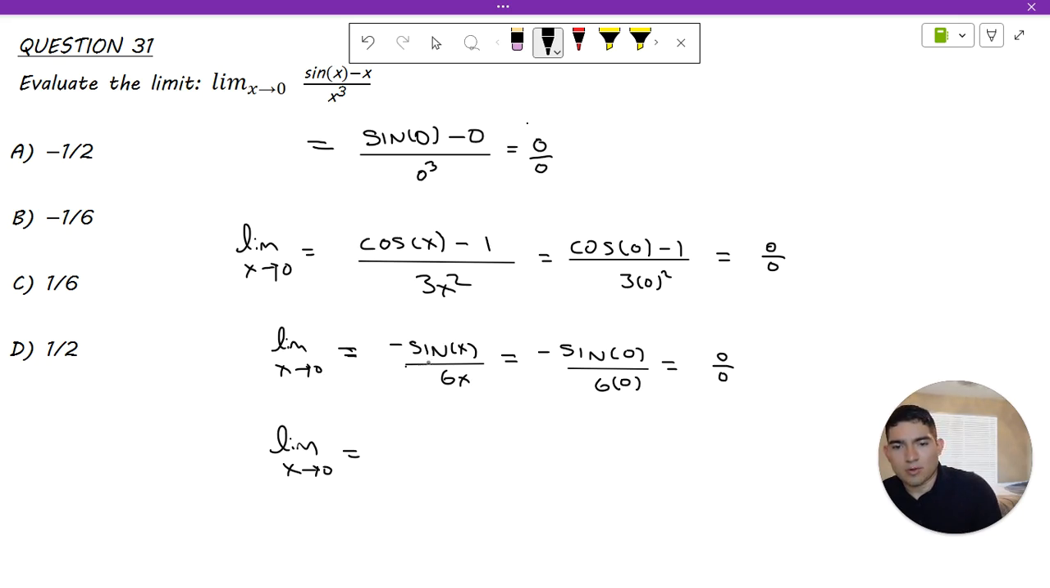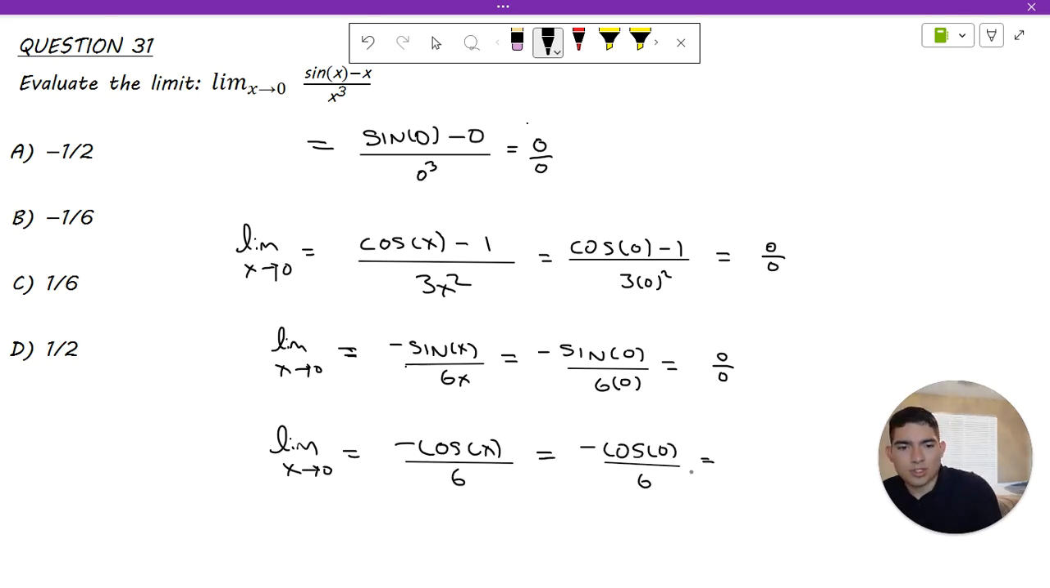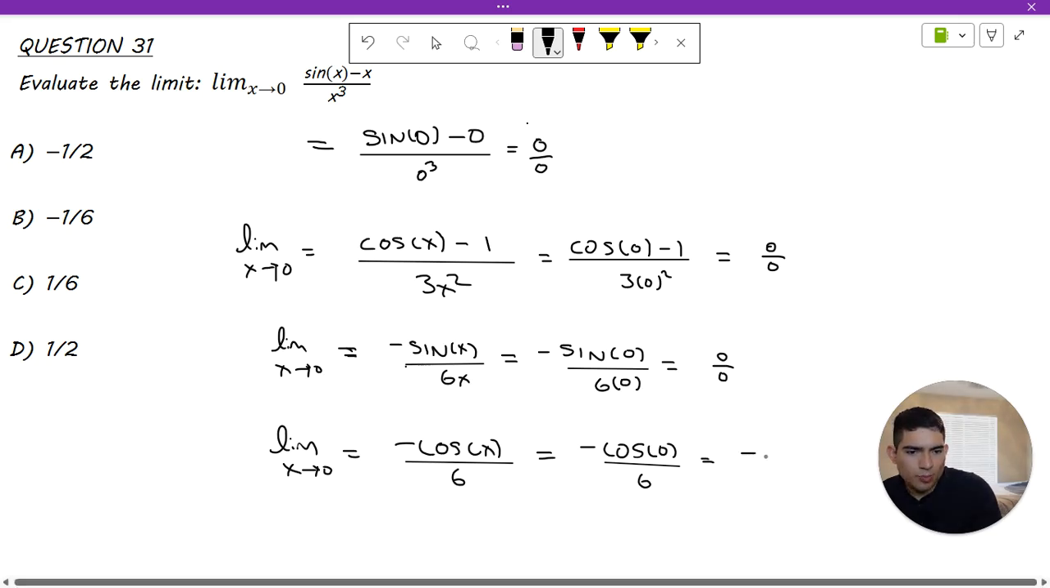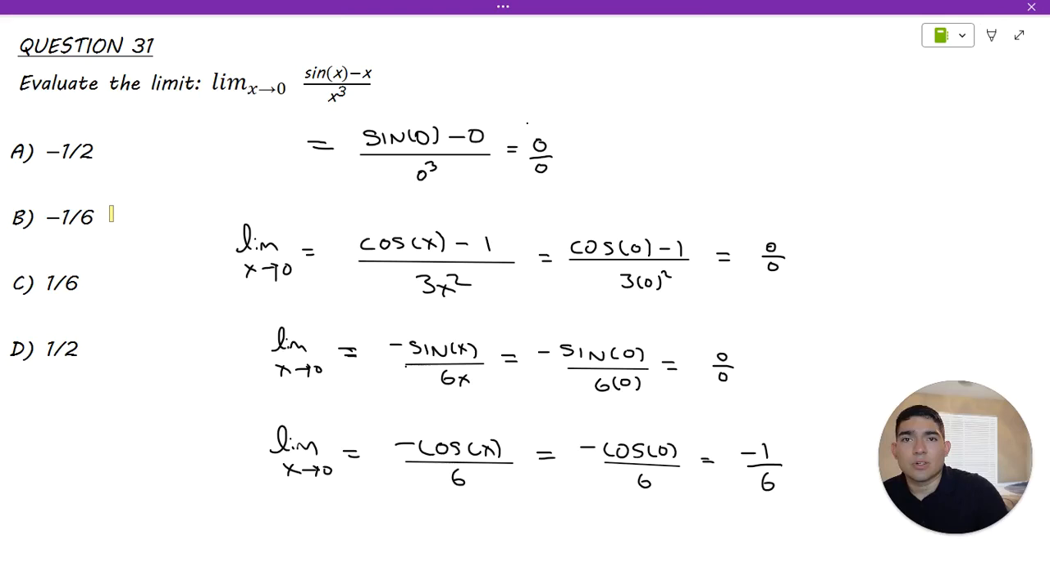So let's see, we'll take the derivative of this. It's going to give us negative cosine of x. And then for the derivative of the bottom, we're going to end up with 6. So if we plug in our x approaching 0 once again, we're going to end up with negative 1 on top and 6 on the bottom. Therefore, our result will be negative 1 over 6. And our multiple choice answer is going to be B.